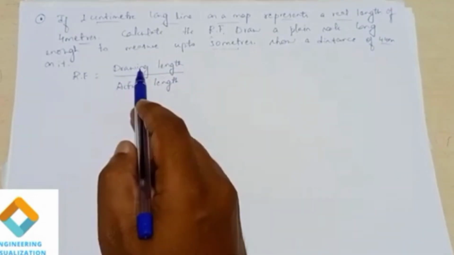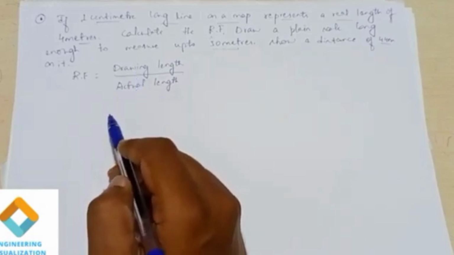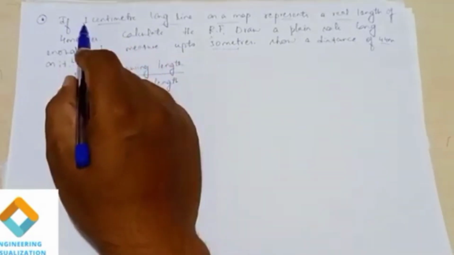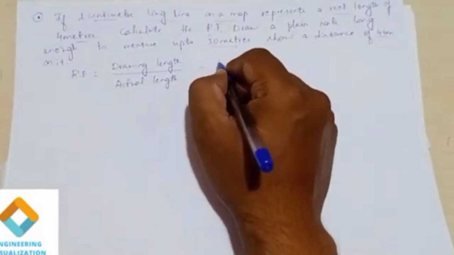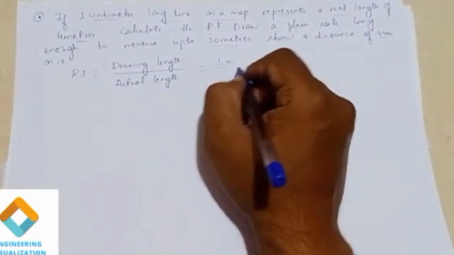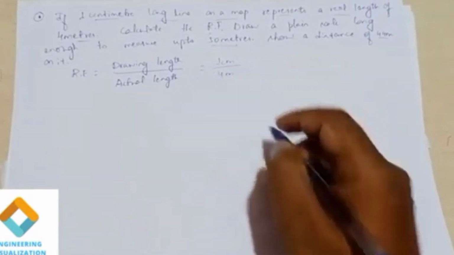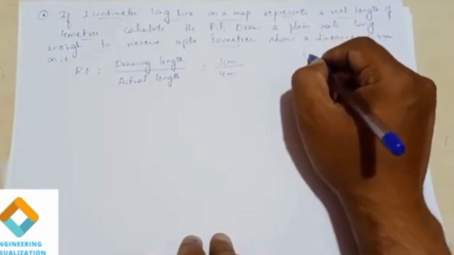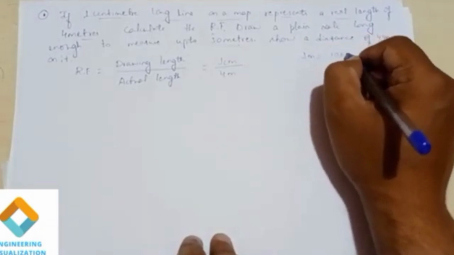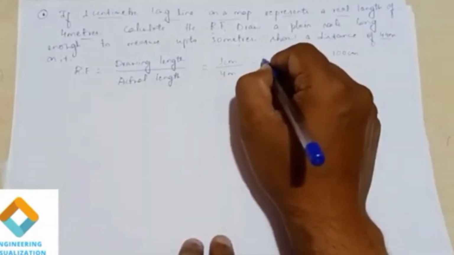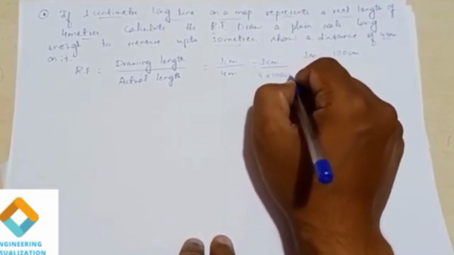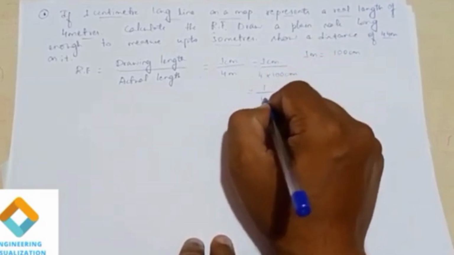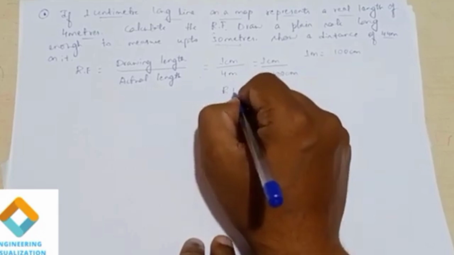RF means representative factor, which is equal to drawing length by actual length. The drawing length is 1 centimeter, and the actual length is 4 meters. I'll write that as 1 centimeter by 4 meters. Now we convert everything into the same common unit. 1 meter is equal to 100 centimeters, so here I'll write 1 centimeter by 4 into 100 centimeters. So the representative factor will be 1 by 400.